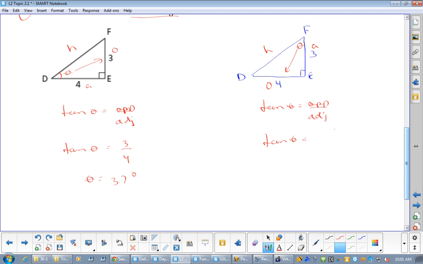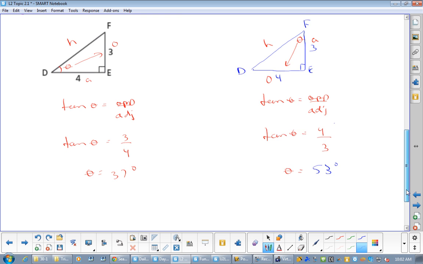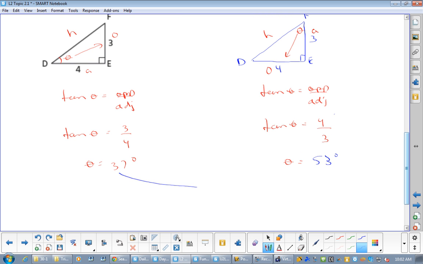Tan theta equals the opposite, which is 4, over the adjacent, which is 3. If you put that into your calculator, second tan, so tan inverse. How do you do that again? So 53 degrees. Now, does that make sense? What do these add to? No. These add up to 90 degrees. What's the other angle? 90, 180.